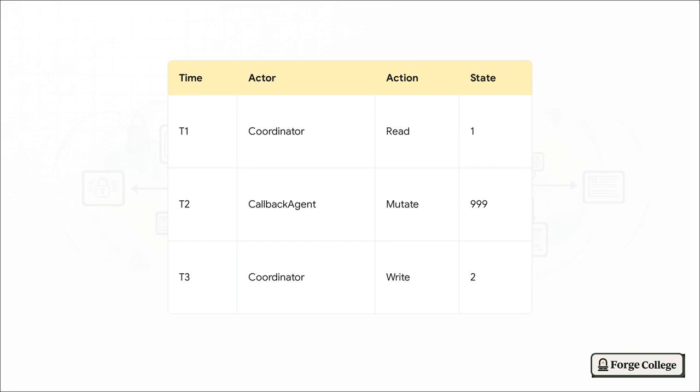At time 2, while the coordinator is off making that external call, the callback agent sneaks right back into the storage vault and maliciously mutates the state to 999. So, by the time the coordinator finally gets around to writing its computed value at time 3, the state is just completely inconsistent. The timeline has been totally broken.